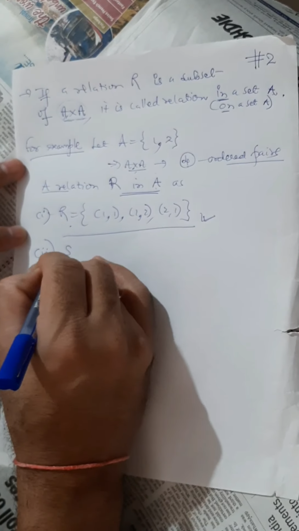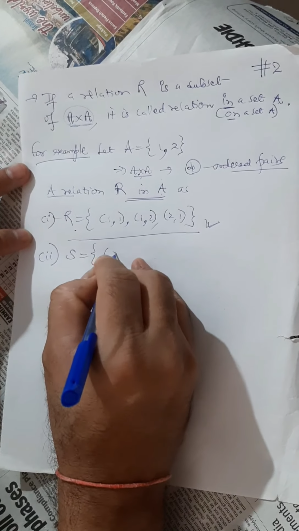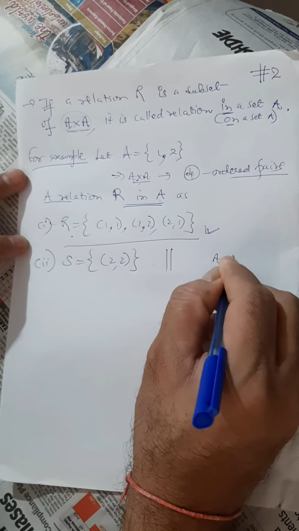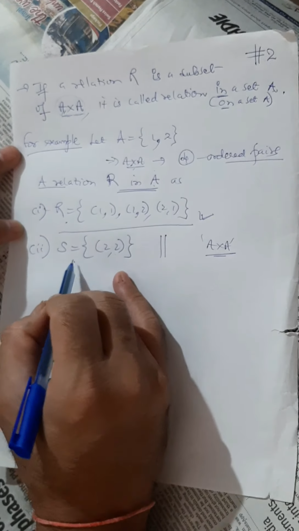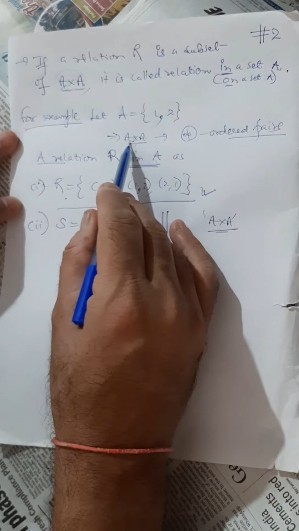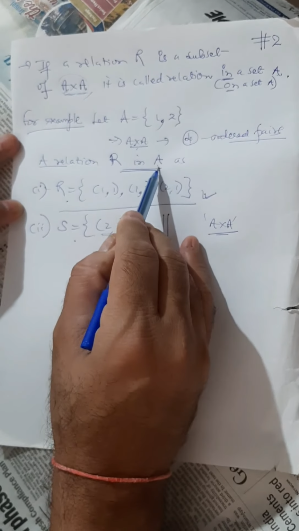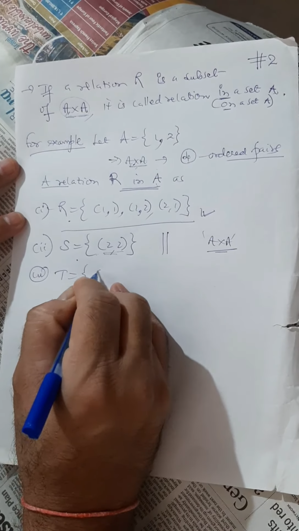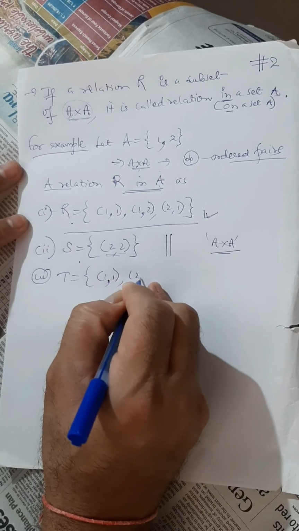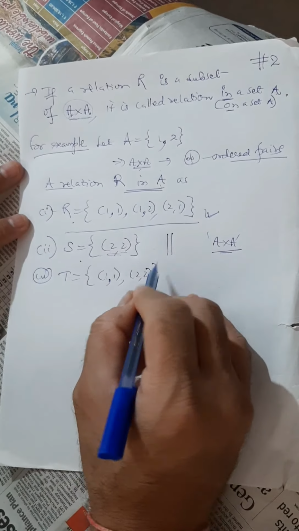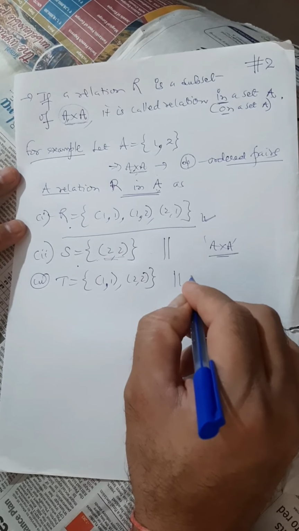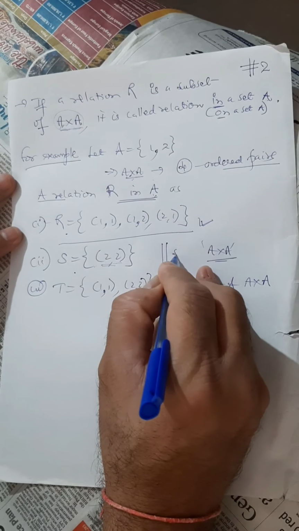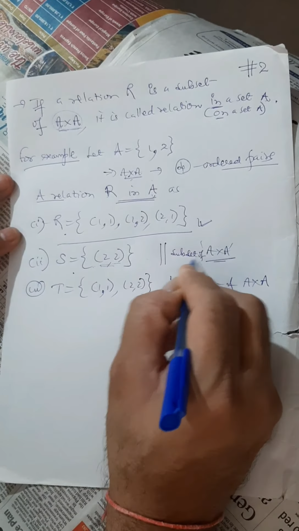Let me call, for example, relation S, which I can take just (2, 2). This is also a subset of A cross A. Right? Relation means you are taking ordered pairs from A cross A, remember, because it's a relation in A. Now one more, if I want, I can take T equals, just this much, (1, 1) and (2, 2). This is also a relation in A. That means it is a subset of A cross A.